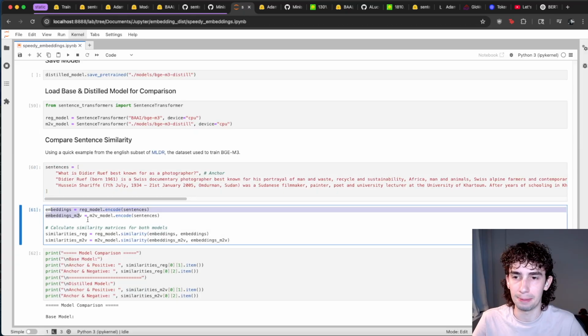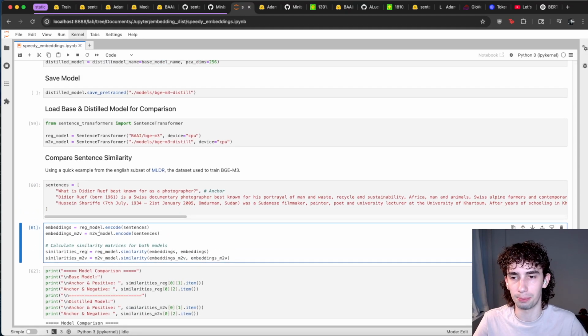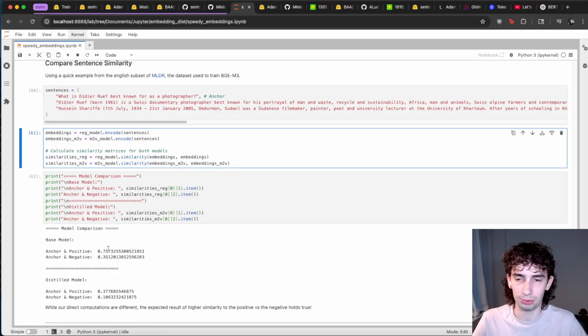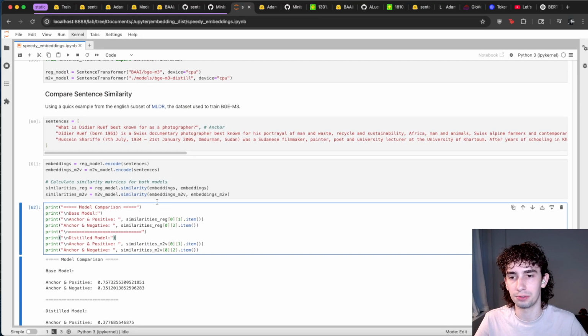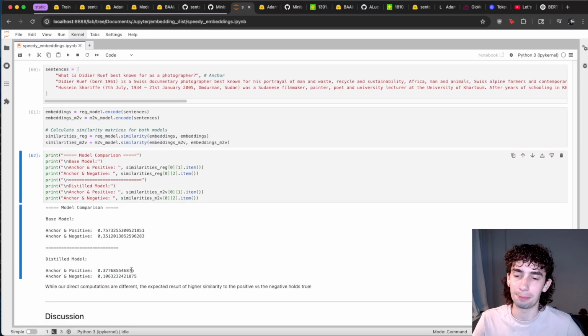If we run through the embeddings and calculate the similarities for both of the models, what we can see here is something pretty interesting. We see from the base model that our anchor and positive is at a 75% similarity, and our anchor and negative is at a 35% similarity. And then looking at our distilled model of the BGE-M3, we see that the anchor and positive is at 0.37, and the anchor and negative is at 0.10. So while our direct computations are a little bit different, the actual expected result of having a higher similarity between the anchor and the positive versus the anchor and the negative still holds true in this case.